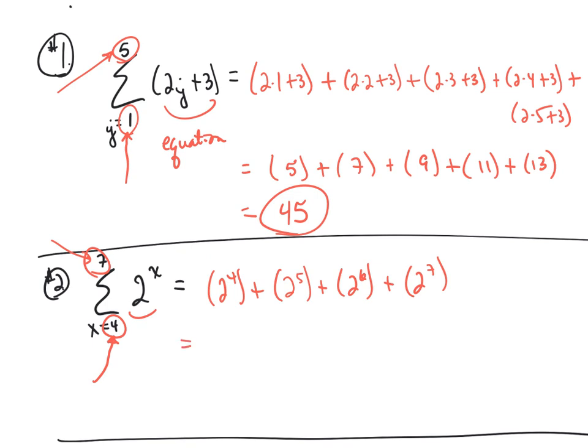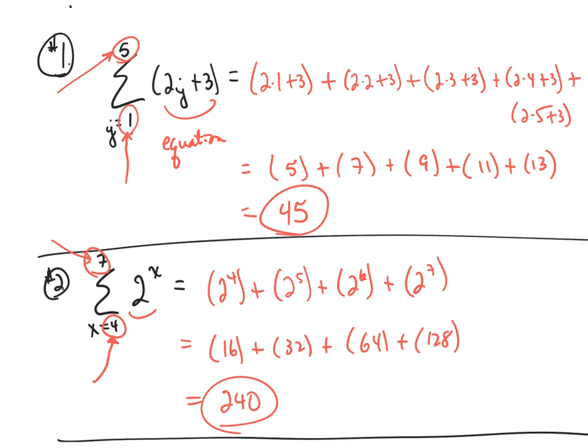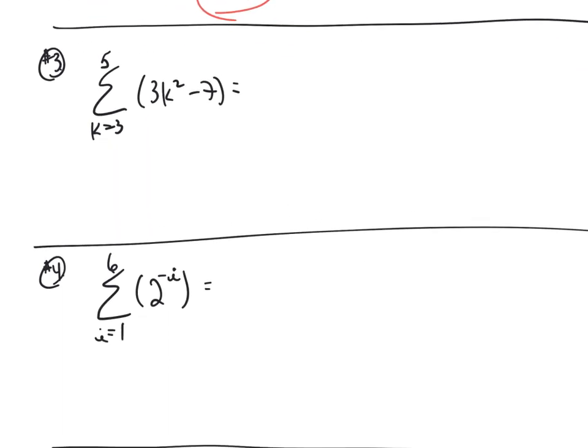And again, I just need you to do the arithmetic, either in your head or on a calculator. 2 to the 4th is 16, 2 to the 5th is 32, 2 to the 6th is 64, 2 to the 7th is 128. And I'm going to use my calculator here so I don't get that messed up for anybody. 16 plus 32 plus 64 plus 128 is 240. So we say the summation is 240. All right, just continue to try a couple more examples. Here's 2 more.